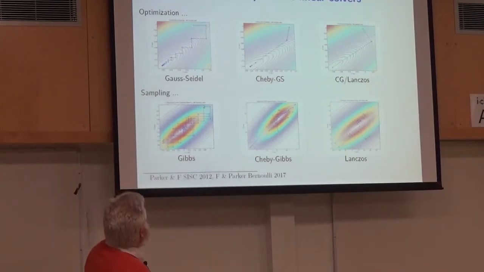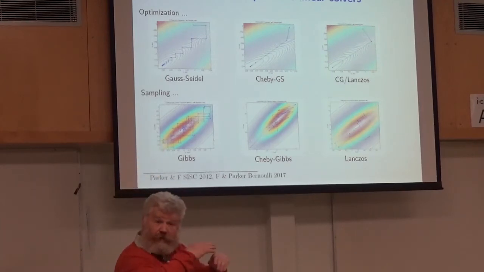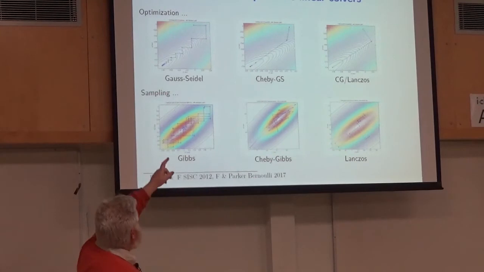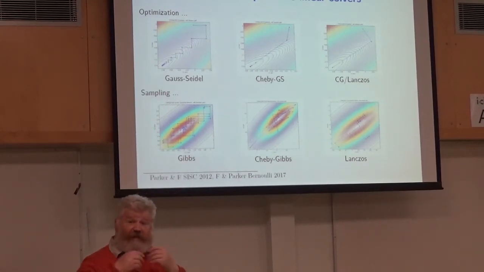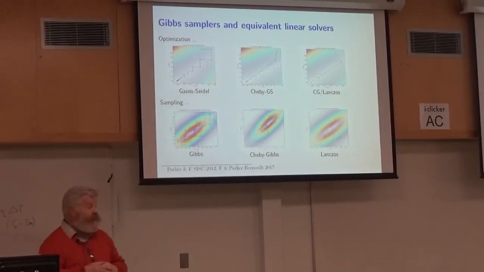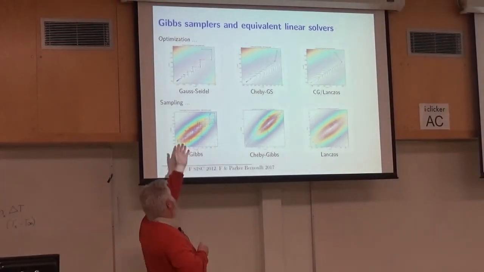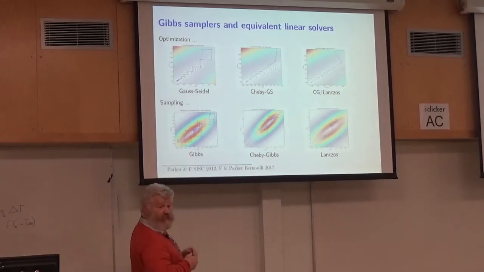Now, if you look at Gauss-Seidel, you can see it does these coordinate-wise optimizations. And you can see that the step size gets smaller and smaller as it reaches the optimum. That's a telltale sign that the convergence is geometric. And what we'll see is that it's exactly the same iteration as the Gibbs sampler. So that means the Gibbs sampler is geometric.